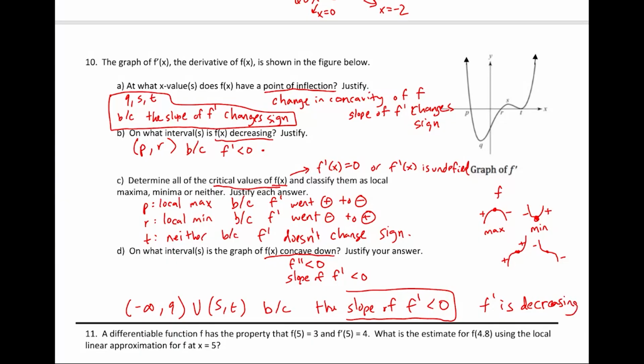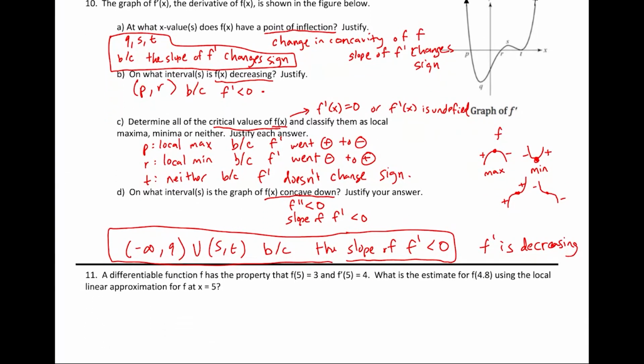You could also make a similar statement back on letter B, where we said f prime was less than 0. You could also say that f, well, I guess we don't have the graph of f, so we can't say that. So I take that back. Okay, so here we go. That's our answer for part D.